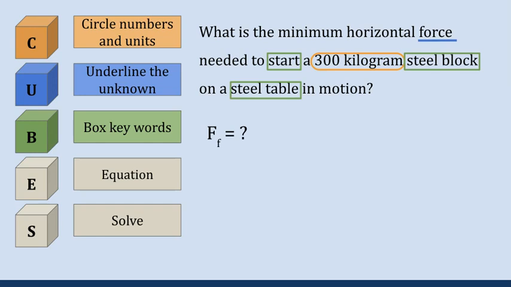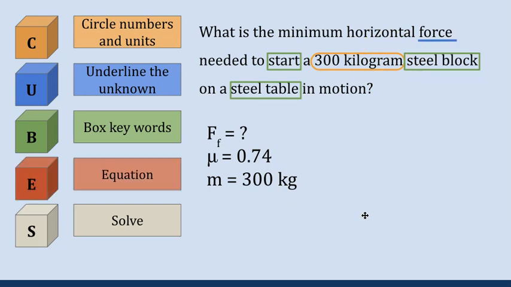I know that Ff is my question mark, because that's what I'm solving for. Mu is 0.74, and remember that has no units. And I know that m is equal to 300 kilograms. That was just given to me. It's important to know your units and make sure that you know 300 kilograms is mass, and not get confused and think that it might be Fg or weight. So m is 300 kilograms.